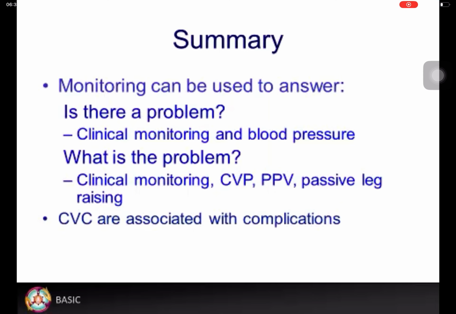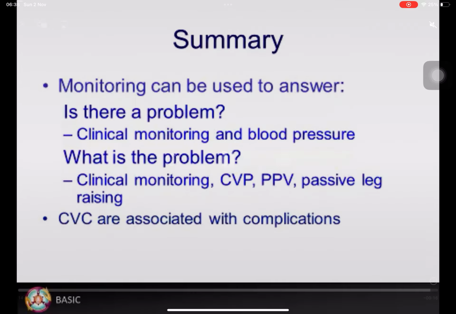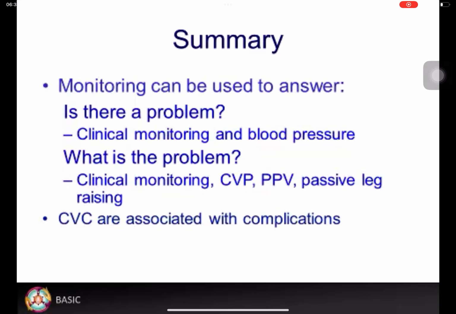In summary, the question, is there a problem, can be answered using clinical monitoring and blood pressure, while what is the problem can be answered using clinical monitoring, CVP, pulse pressure variation, and passive leg raising. It is important to understand that central lines are associated with significant complications.